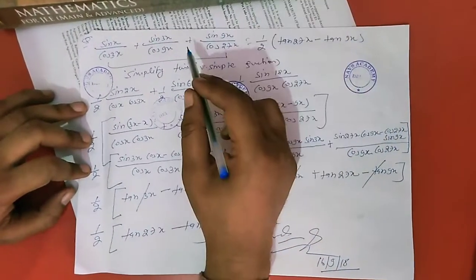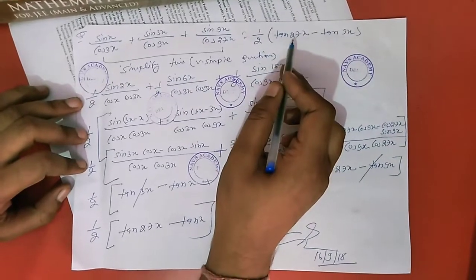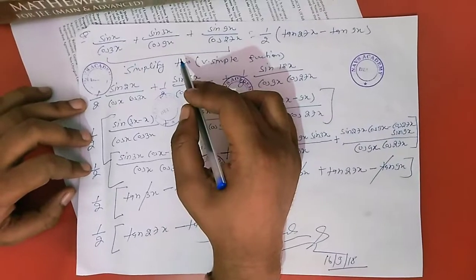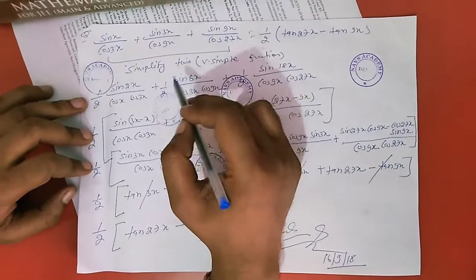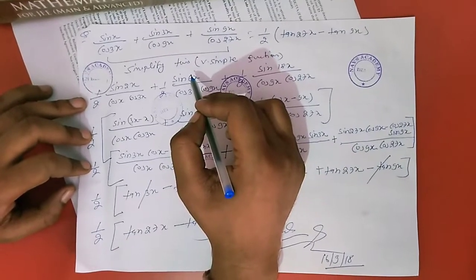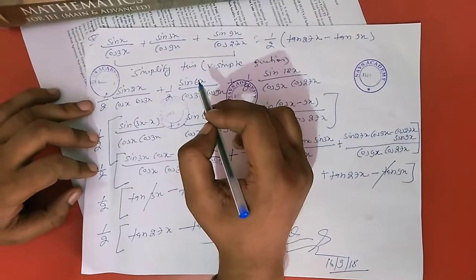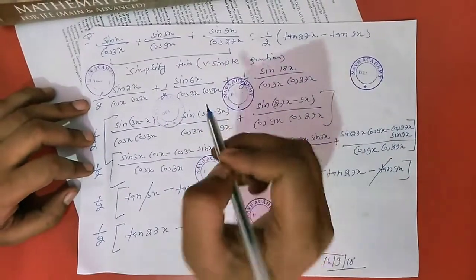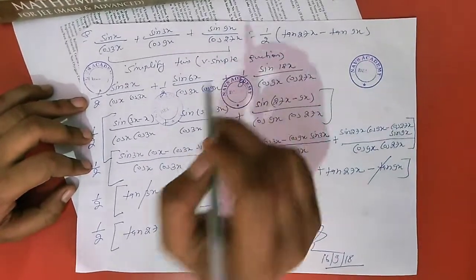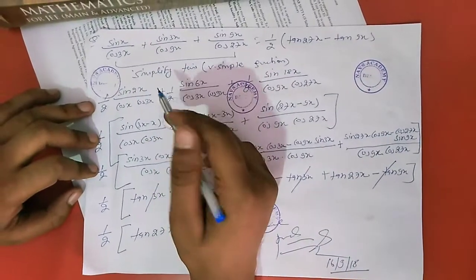If you want to prove LHS, you can get RHS, and you can also solve from the RHS side and get the LHS. My dear students, first of all, this question is very simple in mathematics, but there are so many students who are confused. Let me first simplify this.